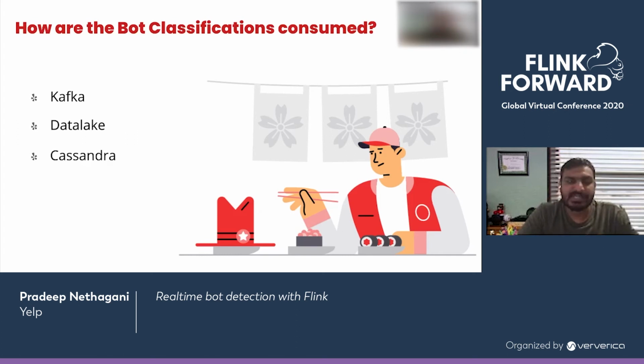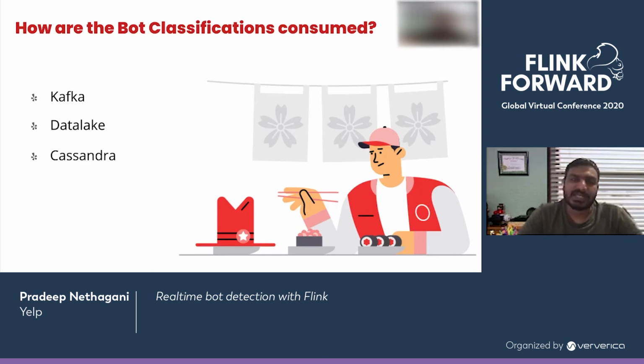Now, once these classifications are produced, someone needs to consume them. So I want to talk about the problem that we face while consuming these bot classifications. Before going into that, I wanted to introduce how we provide the bot classifications to some of our consumers. There are mainly three use cases for which we have three integration endpoints. The first one is Kafka. So we push all the bot classifications into Kafka.